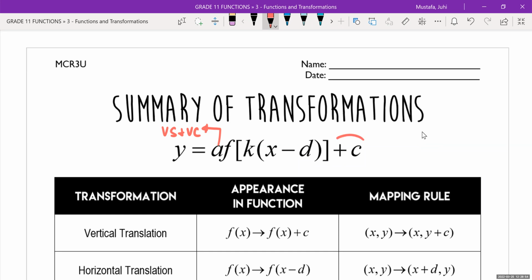And then you have the positive C, which tells you it is a vertical translation. If the number is positive, you go up. If the number is negative, you go down. The thing to remember here is anything outside of the bracket is considered to be a vertical transformation, and it is going to affect the Y value in your mapping coordinate.